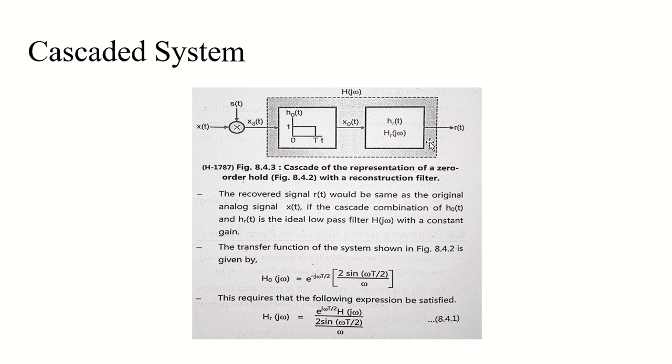And as I've said, r of t should be equal to the original signal x of t if the cascaded combination of h0 of t and hr of t is the ideal low pass filter H of j omega with a constant gain, right? So the recovered signal r of t would be the same as the original analog signal if the cascaded combination of these two, h0 of t and hr of t, is the ideal low pass filter H of j omega, as you can see here, with a constant gain. The gain of this should be constant.